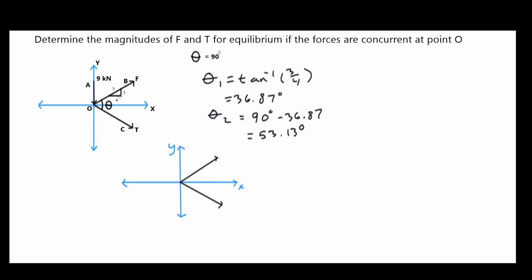Now for vector B, I'm just going to maintain this triangle shape instead of using 36.87 degrees because I feel it's cleaner for our calculations. And then we have our straight vector here, vector A.